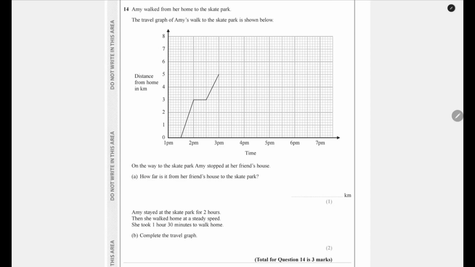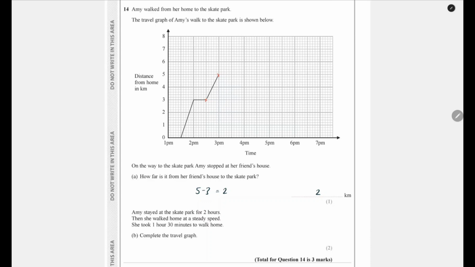So from the graph, you can see that Amy stopped at her friend's house at 2 p.m. until 2:30 here. And at that point, she had traveled 3 kilometers. She then started going to the park and got there at 3 p.m. and that was 5 kilometers. So we do 5 minus 3 is equal to 2. So the distance from her friend's house to the skate park is 2 kilometers.